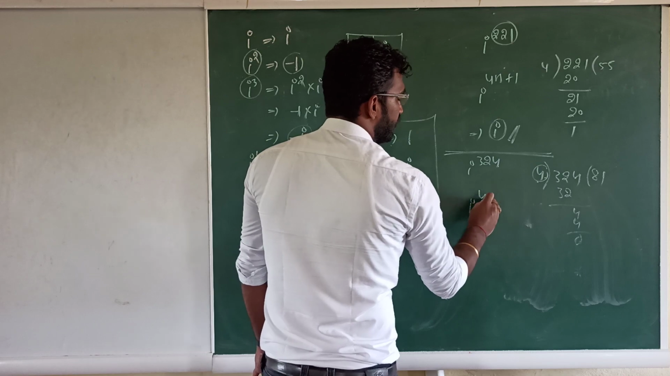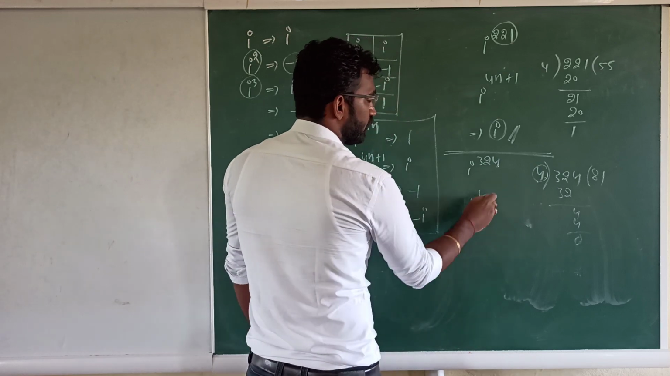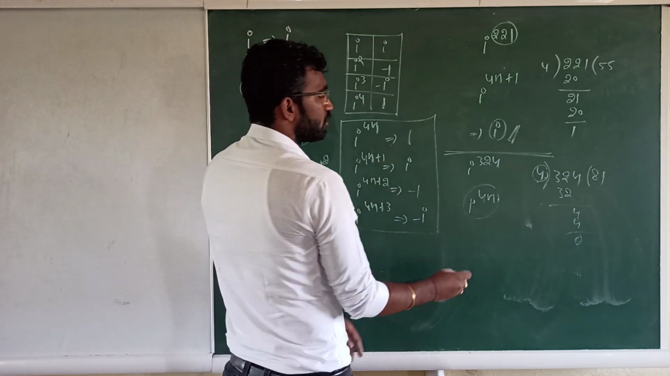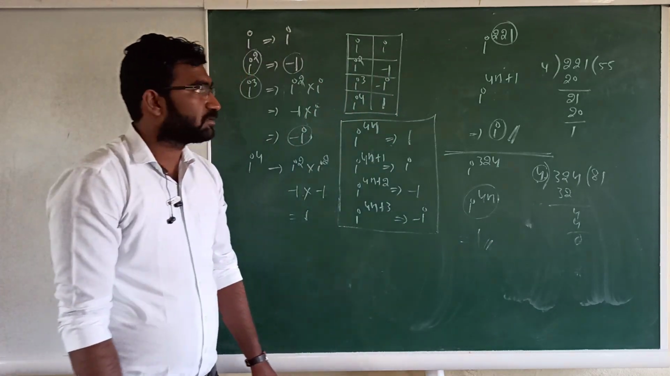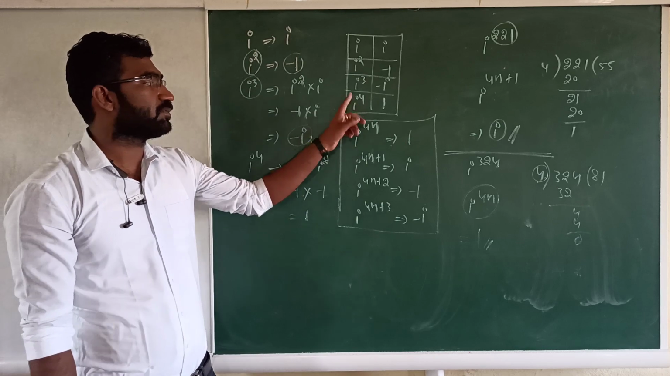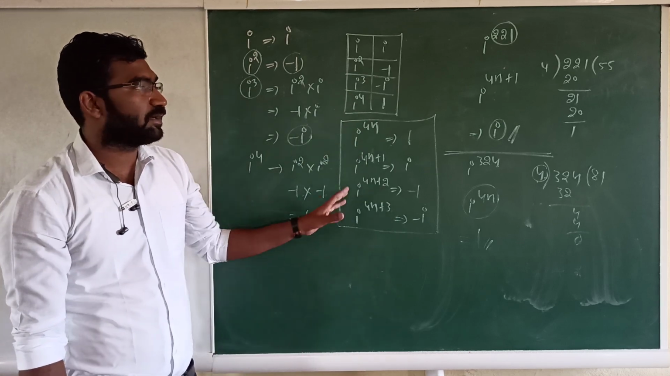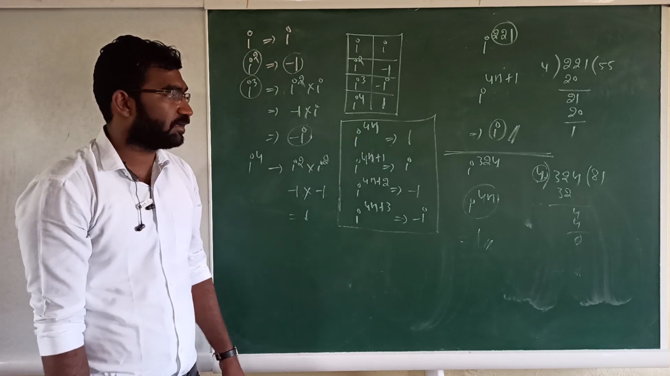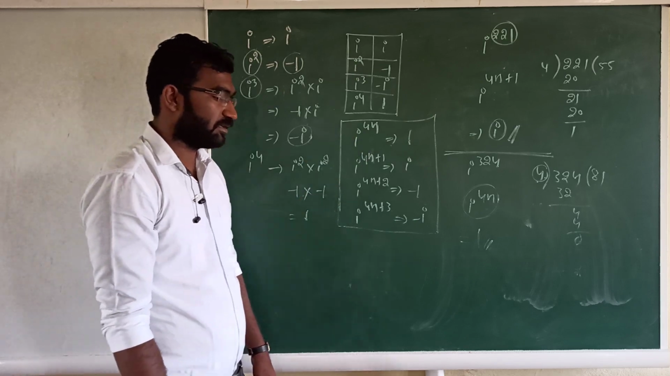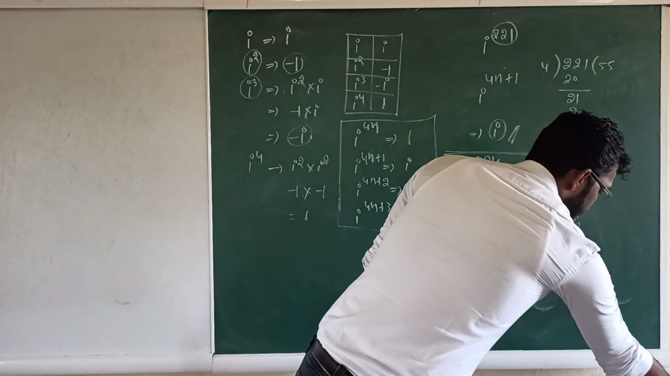This can be written as i raised to 4n. Therefore what is the value? i raised to 4n is equal to how much? 1. Therefore that is the answer, right? So this is how you have to find it. These two tables are very important. To understand better, take some more examples and practice on them, right? Finally, I will take a few more examples and explain.